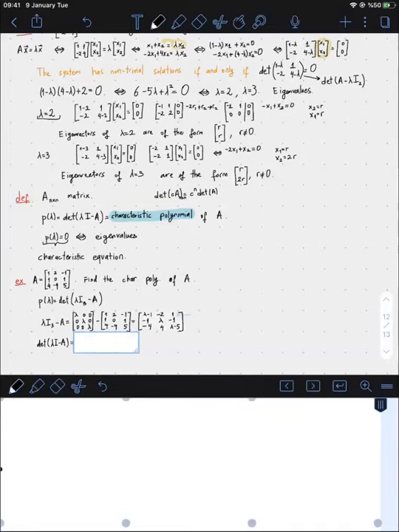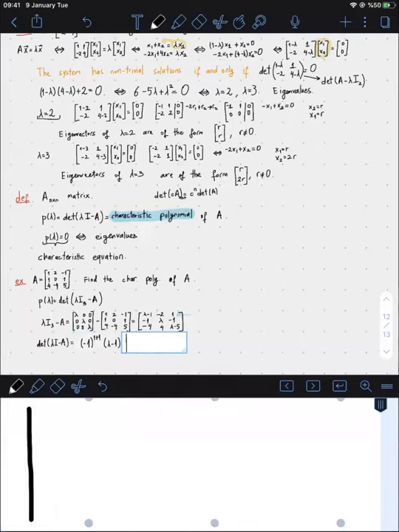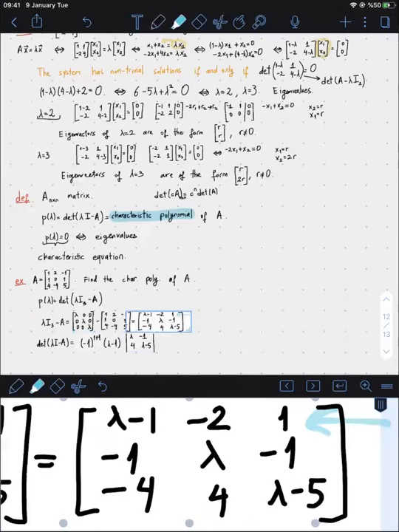It will be lambda minus 1. Let's be careful when writing. First I consider the 1, 1 entry, which is lambda minus 1, and then I write what is called the minor matrix: lambda, 4, 1, and lambda minus 5. How did I do this? I erase this row and this column, and obtain this part. Okay.